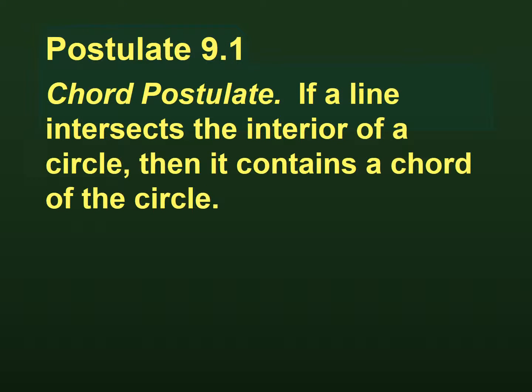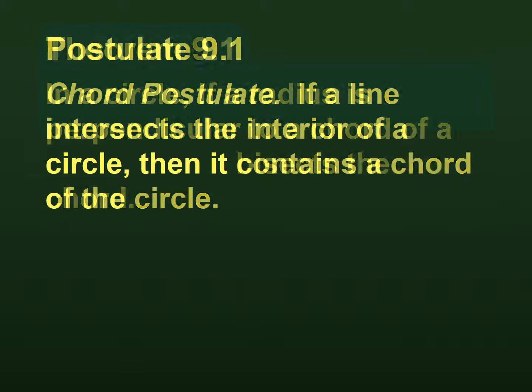All right, so we have our first postulate for this chapter, and it is called the chord postulate. So the chord postulate says that if a line intersects the interior of the circle, that means inside the circle. So if a line goes through the circle, then that means that that line contains a chord of the circle, which makes sense because if it's going through the interior, then that means that it has 2 points on the circle, which is the definition of a chord.